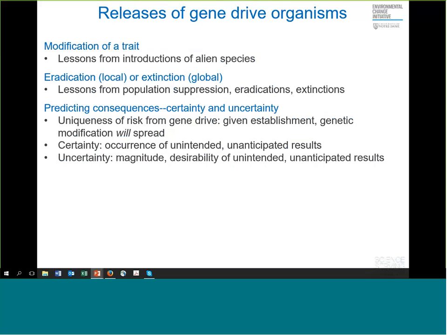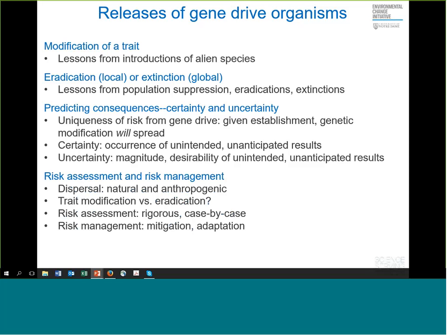So I think the one thing that I feel very confident about, based on the ecological literature of the additions and subtractions of species, is that there will certainly be unintended, unanticipated ecological, environmental, and economic impacts. What I think is unfortunately much less certain, for which there's high uncertainty, is predicting what the magnitude of those effects would be, or even the desirability of those unintended and unanticipated results.